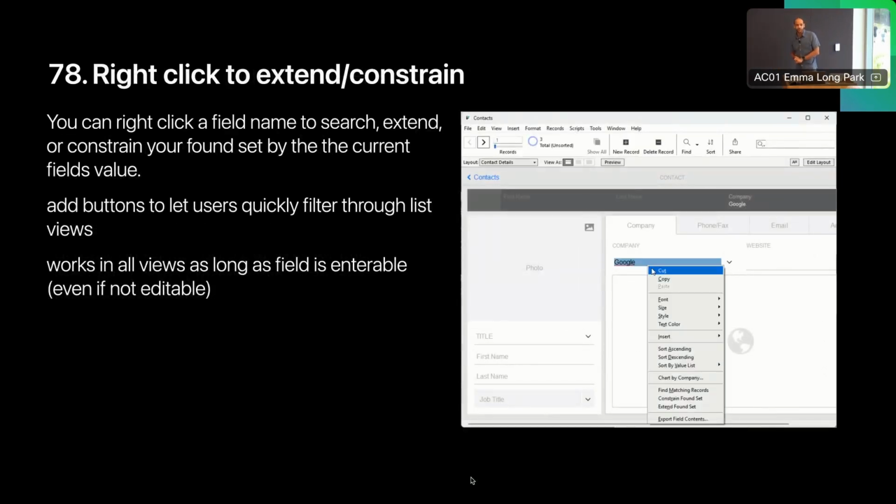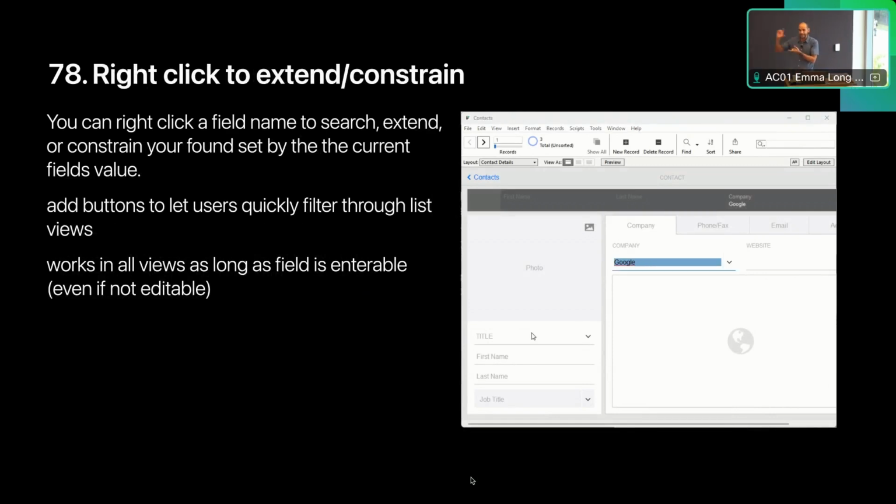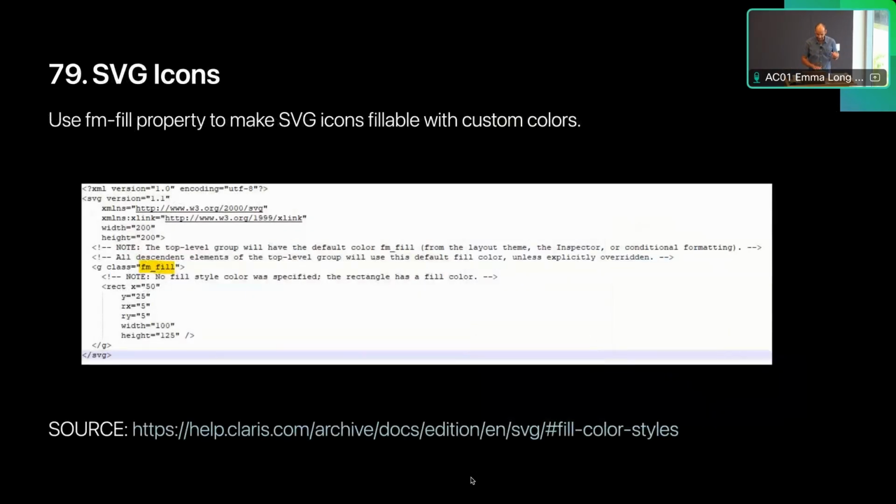Right-click to extend and constrain. So I've got a big list view. I can right-click on any field to extend my found set or constrain my found set by that value. This works in any field that I can enter, even if the field is not modifiable. So if it's an ID field or something that I don't want them to be able to modify, I can still let them enter it so that they can right-click and constrain and all of that. It's just a really good user experience to let them quickly extend their found set.